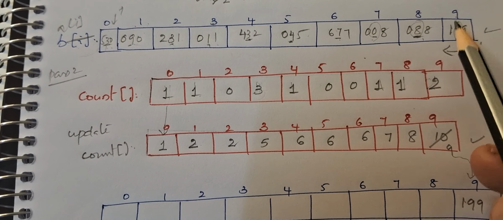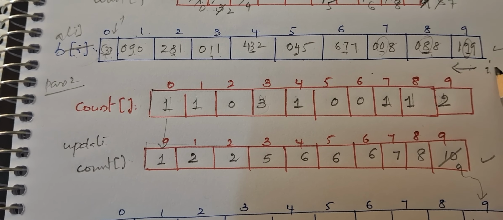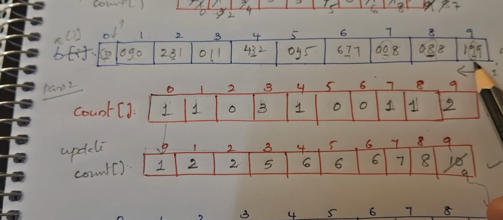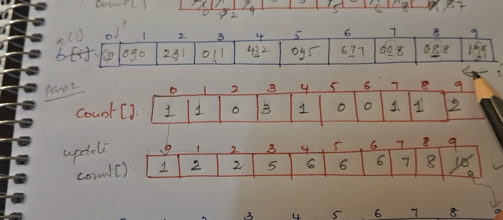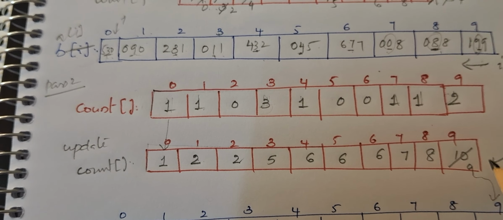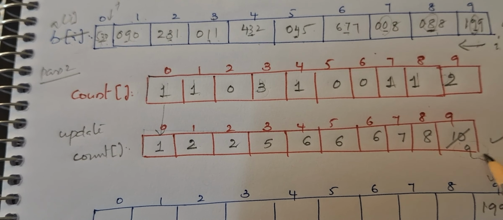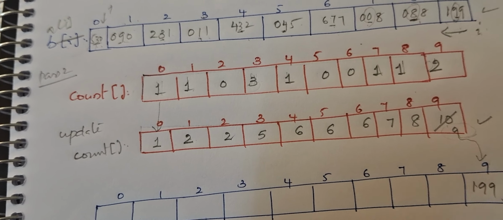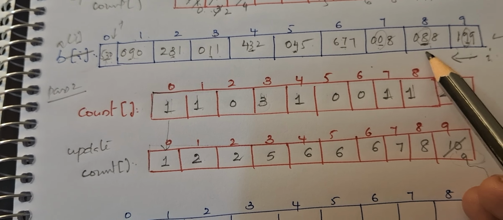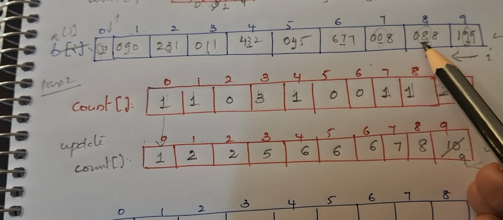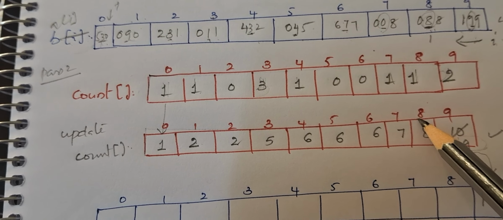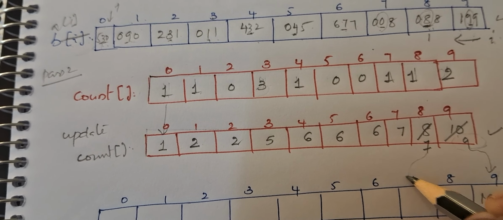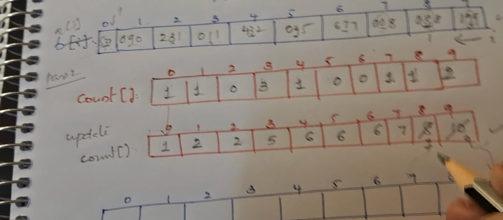So first you need to traverse the array from right to left. Then go to the corresponding element, take the second digit and go to the corresponding index of the count array. Then decrement the value by 1, taking this as the index, and go to the corresponding index of the final array and store the value of A of I, that is 199. Then decrement the I value by 1, so I is equal to 8. Go to index 8 of the count array. Now index 8 is equal to 8. Decrement the value by 1. Go to the corresponding index of the final array, that is 7. Then store the result here.